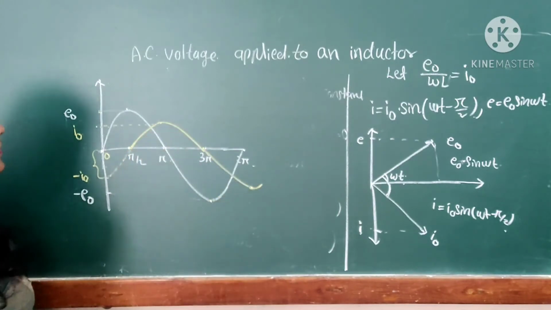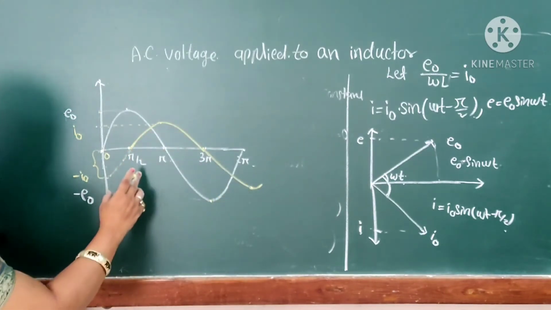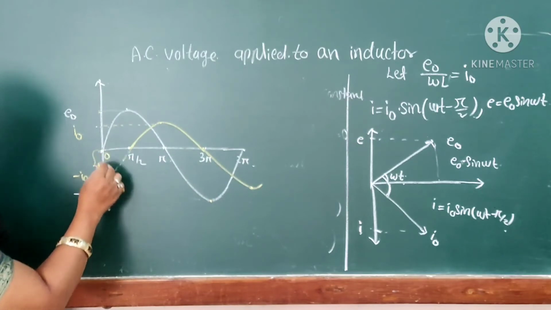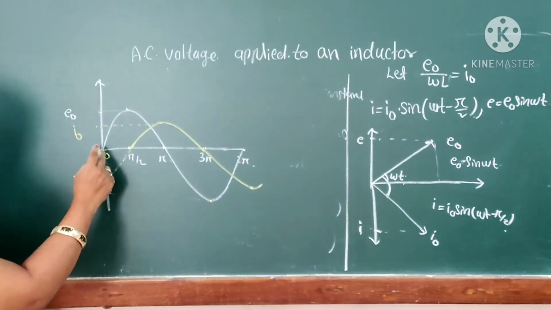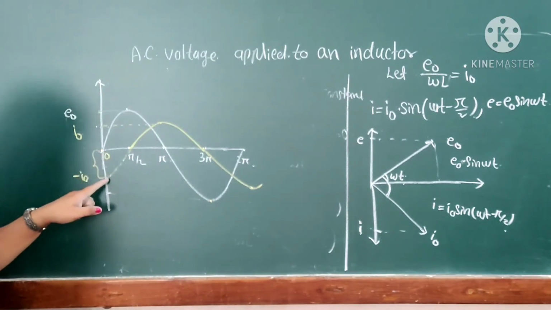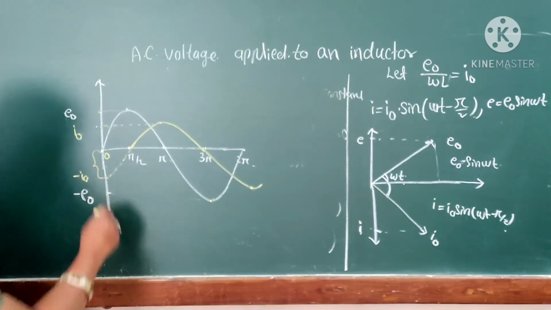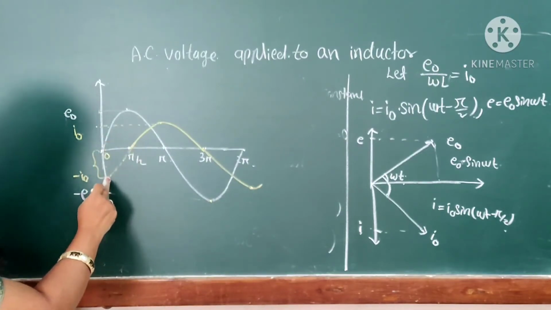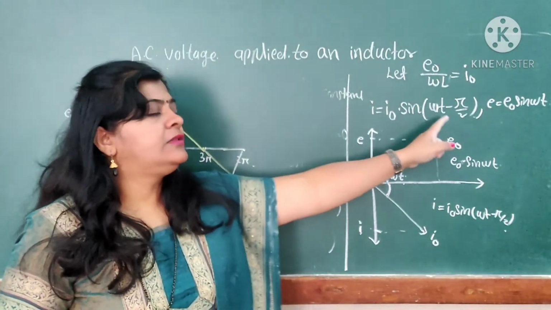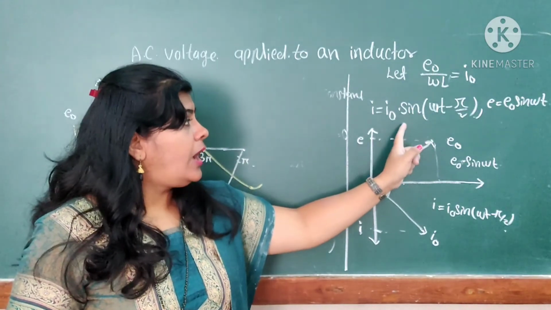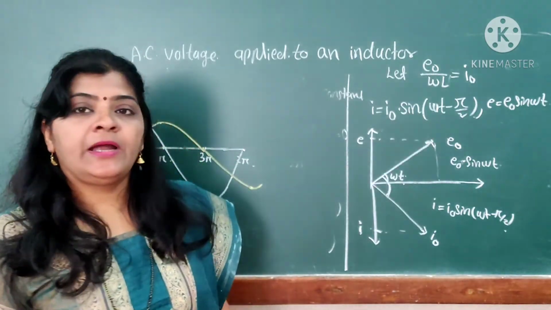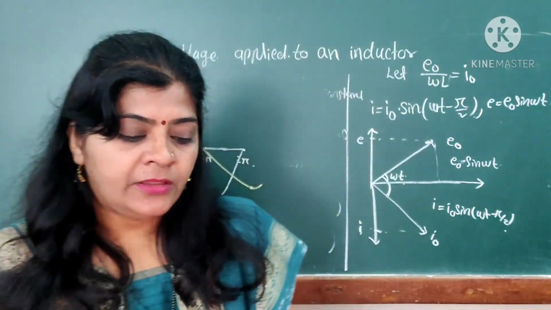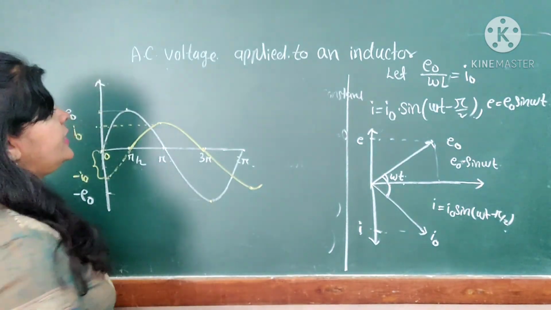It shows the graph of the instantaneous current. If you see the difference, the EMF starts from 0 and the current starts from pi by 2. With omega t minus pi by 2 as the angle, you get the equation I is equal to I naught into sine omega t minus pi by 2. Now we are learning inductive reactance.